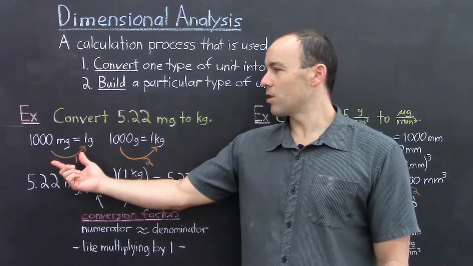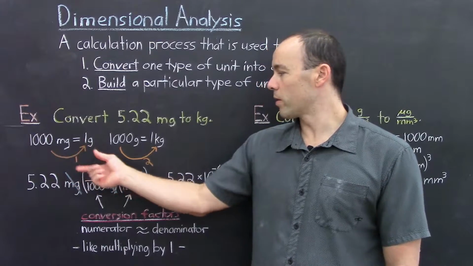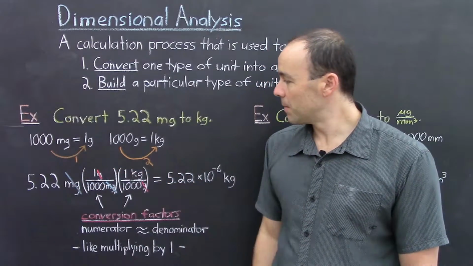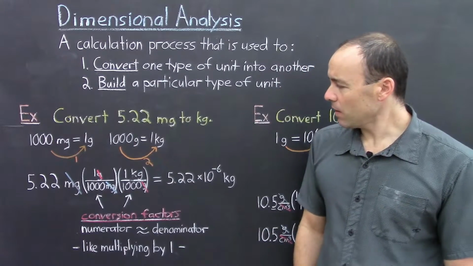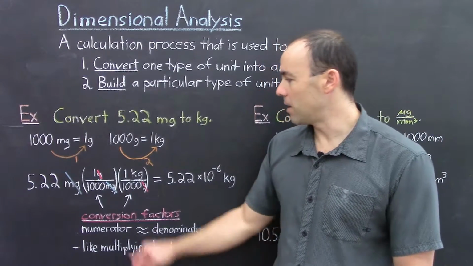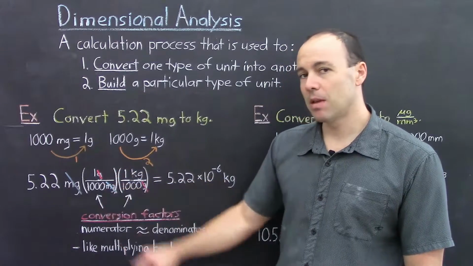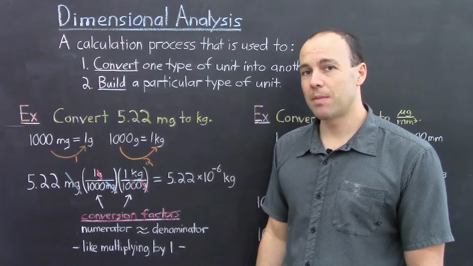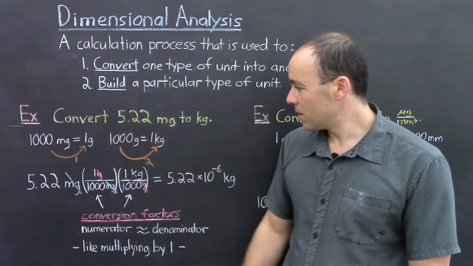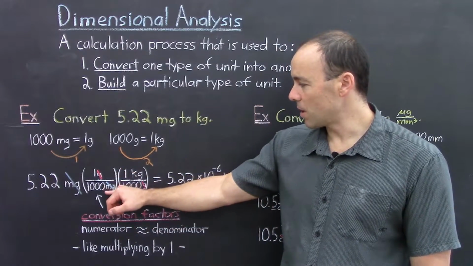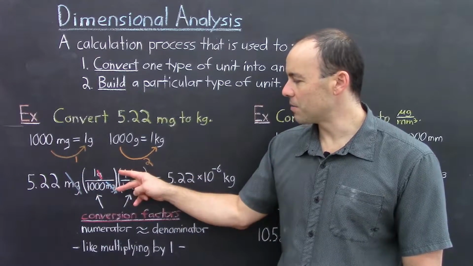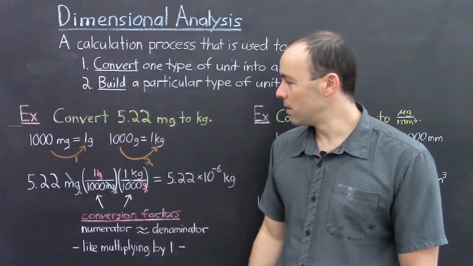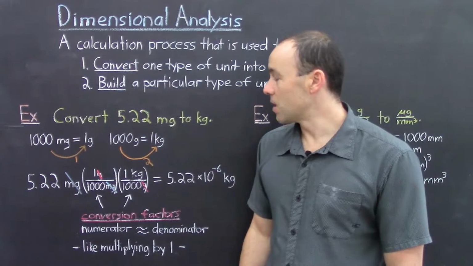Now, these relations can be used to build what are called conversion factors. And conversion factors have the following property: the numerator is the same in quantity as the denominator. So a gram equals 1,000 milligrams. And when you multiply by a conversion factor, it's like you're multiplying by 1. So let's see how it goes.